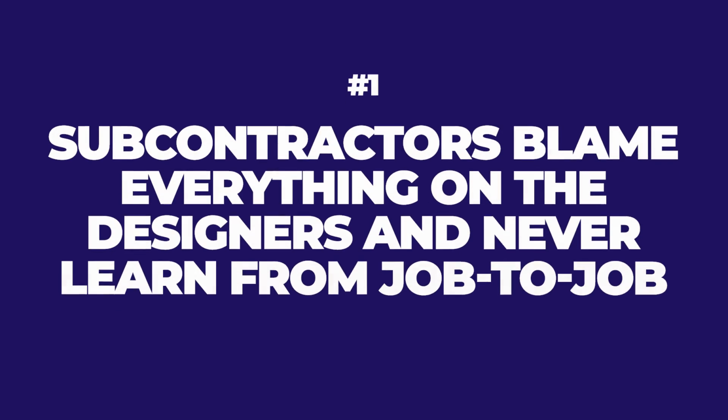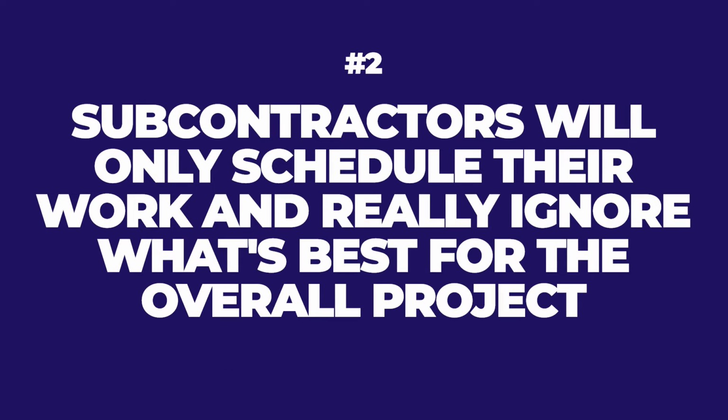And so let me talk to you about the behaviors that you would see from a sub-optimizing subcontractor. Number one, subs blame everything on the designers and never learn from job to job. That means that they'll get to the job, oh, this design's not finished, oh, I need 17 RFIs, I'm timing out, I'm leaving until I get the right information. Number two, they will only schedule their work and really ignore what's best for the overall project. Yeah, I want that whole floor. Give me the whole floor. I'm going to bang up all my pipe all at once. I'm going to store all of my duct throughout the building. I'm going to go as fast or as slow as I want. I don't really care about everyone else.